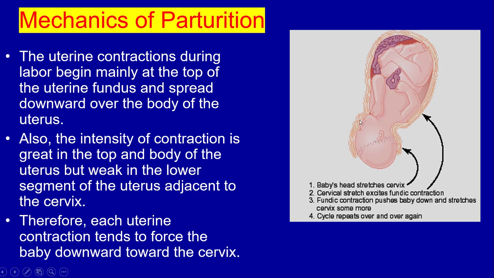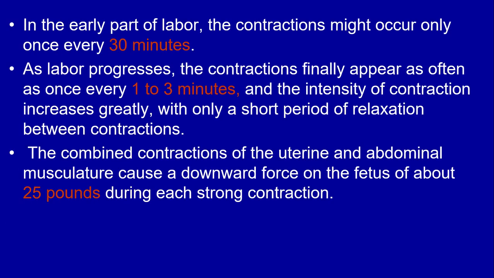Therefore, each uterine contraction tends to force the baby downward towards the cervix. By this mechanism, the cervix is dilated gradually and gradually the head is pushed down and in this way the cervix is dilated. In the early part of labor, the contraction might occur only once every 30 minutes.